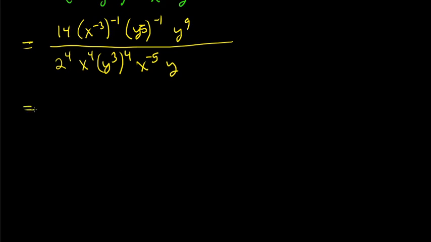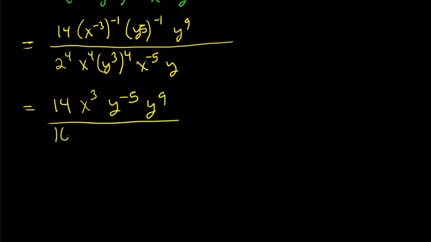So now we just use the power rule. x to the negative 3 to the negative 1 is x to the power negative 3 times negative 1, which is positive 3. Right? And then 5 times negative 1 is negative 5. So y to the negative 5 times y to the 9, divided by 2 to the 4th. 2 to the 4th, we've seen that already. That's just 16, right? Times x to the 4. And then y to the 3 times 4. 3 times 4 is 12. x to the negative 5 times y, right?